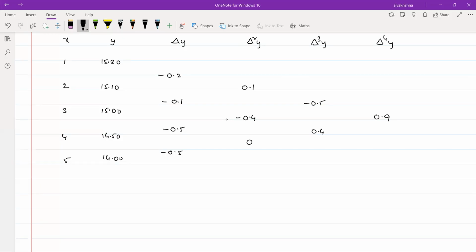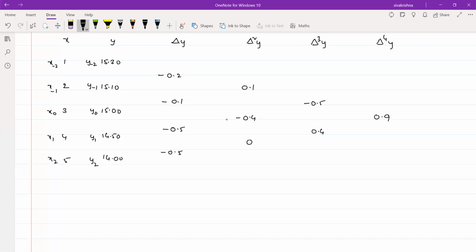Since we have chosen 3 as x naught, the values below x naught can be treated as x1 and x2, and the values above x naught can be treated as x suffix minus 1 and x suffix minus 2. The corresponding y values are treated as y suffix minus 2, y suffix minus 1, y naught, y1 and y2.